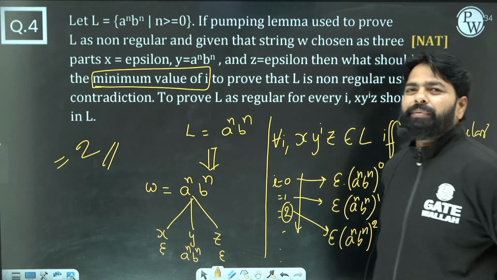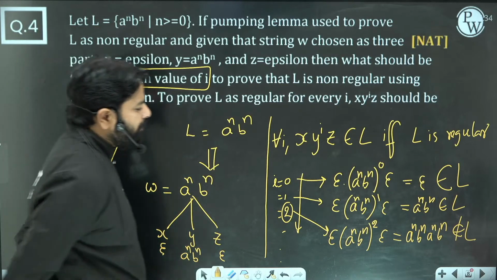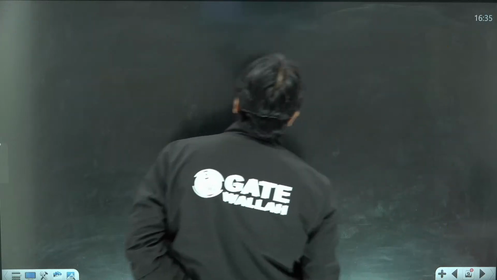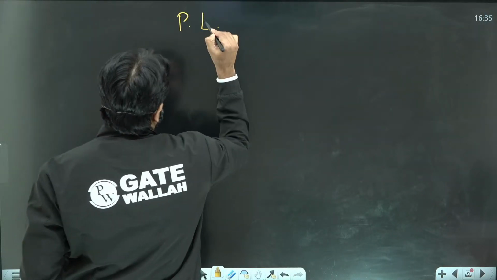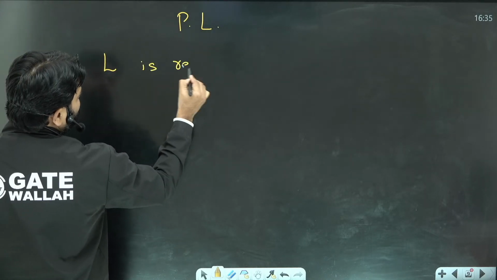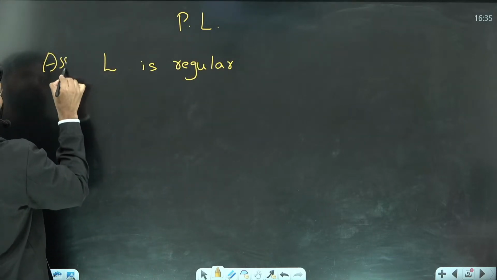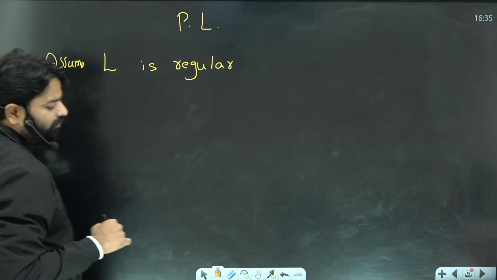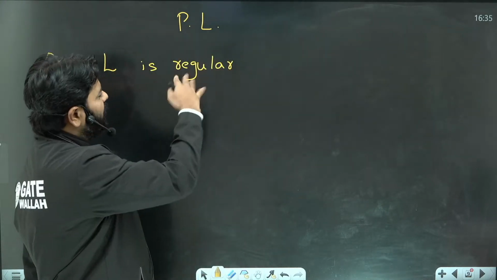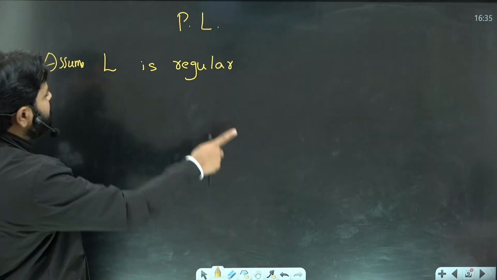Everybody knows what a pumping lemma is, right? I can't explain everything, but I'll explain something about the pumping lemma. What is a pumping lemma? So you have the language L. You need to assume L is regular. That's the first point. Whether L is regular or non-regular doesn't matter. If you want to prove it regular, you can take it directly. If you want to prove non-regular, then assume L is regular. So the pumping lemma you can use directly or using contradiction. So the first point is L is regular.